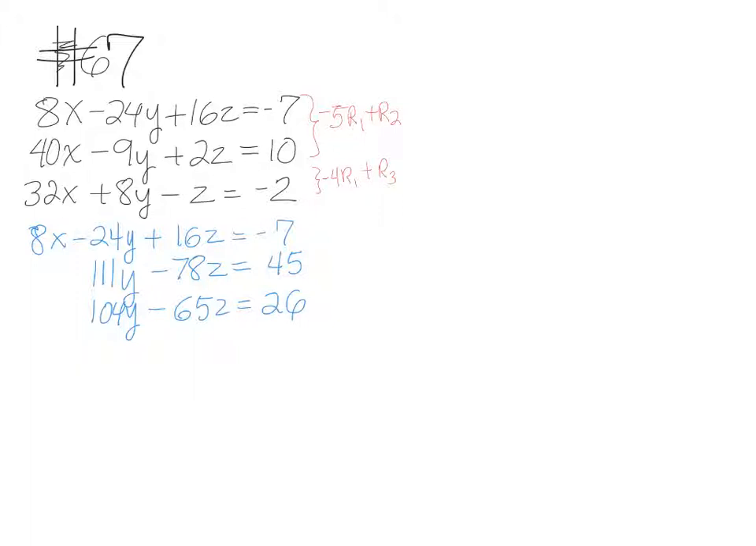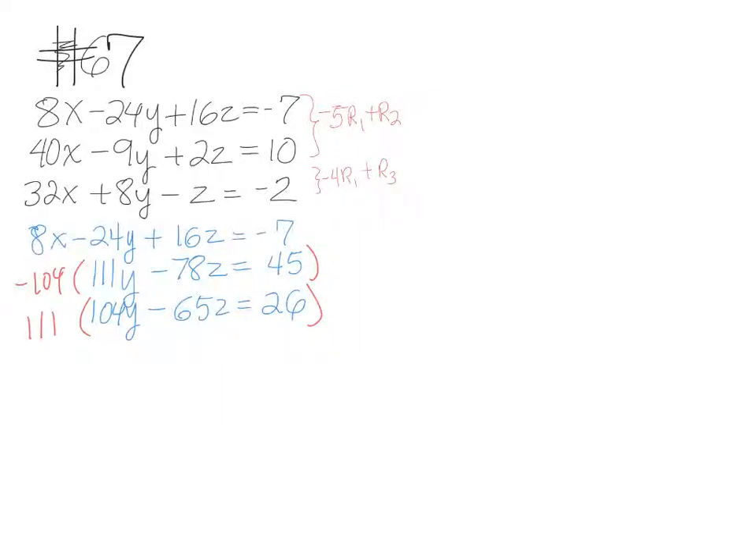78 divided by 3 is 26. If we divide 65 by 3, that is not a whole number. So we're going to have to multiply. Let's multiply both of the two. What we can do is multiply the second one by 104 and the third one by 111, and that way we can cancel out the y's after that. Okay, just the way we did the first example. Those are going to be big numbers.